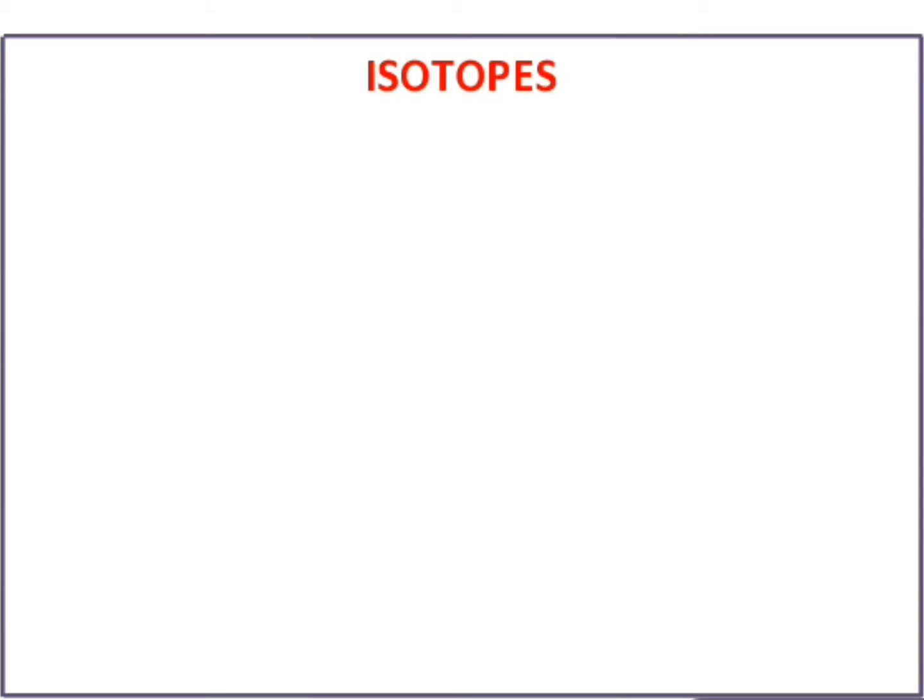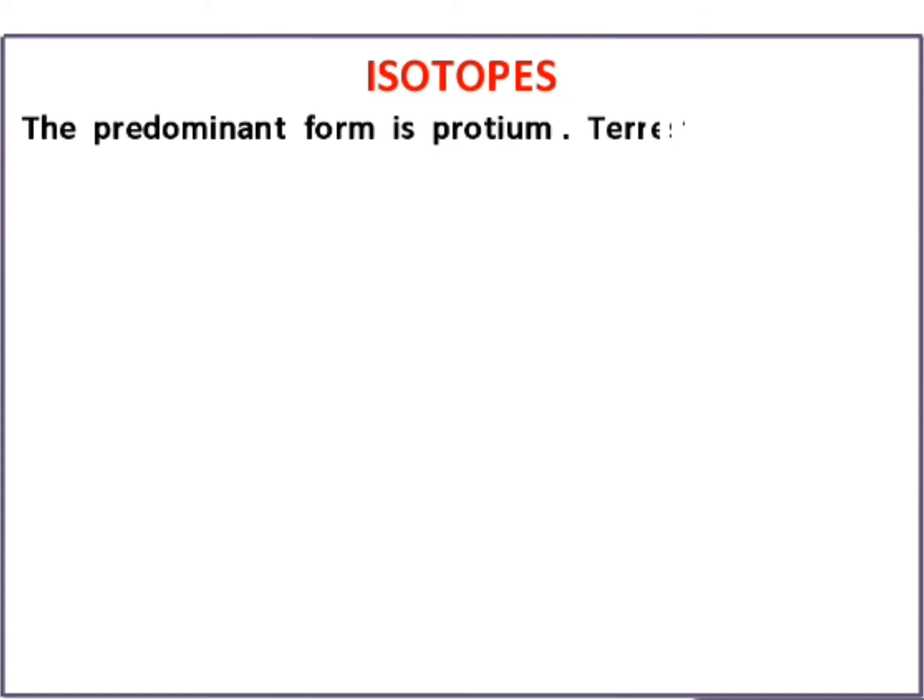Before discussing the isotopes of hydrogen, let's see what isotopes are. Isotopes are the atoms of an element which have the same atomic number but different atomic mass. For hydrogen, the predominant form is protium. The predominant form is the leading form.